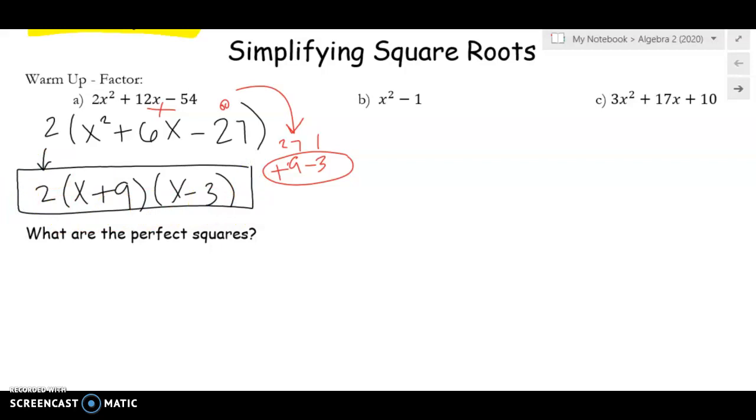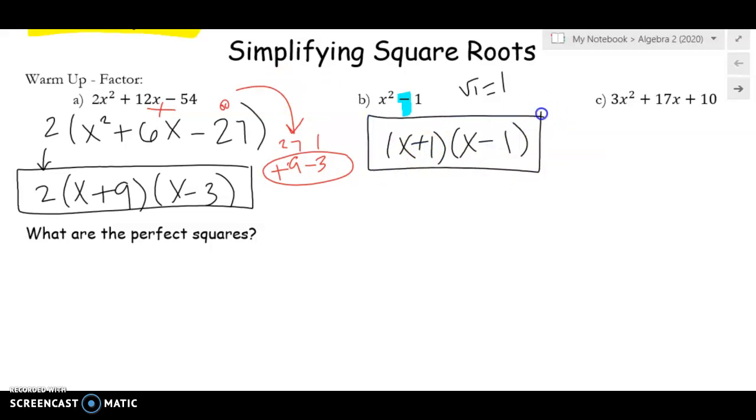Okay, next one. This has 2 terms, so this looks like a difference of squares type problem. Remember, with difference of squares, you want to make sure that they have a minus sign in between them, and then you just want to double check that the numbers are perfect squares. So the square root of 1 is 1. That's a perfect square, so that looks good. So you split this up into your 2 parentheses. The 1's go in there, and remember, this looks exactly the same right now. One of them has a plus and one of them has a minus. And then that's completely factored for this one.